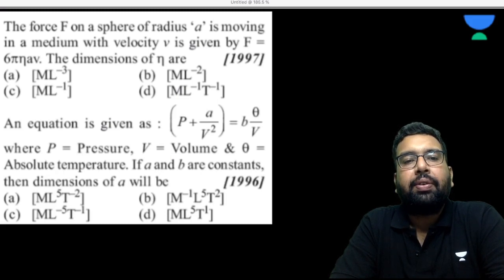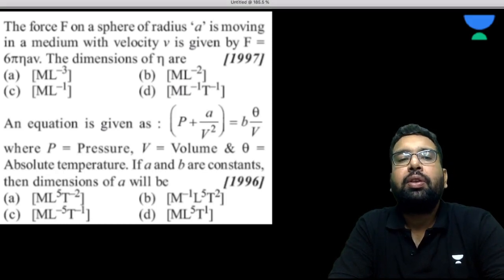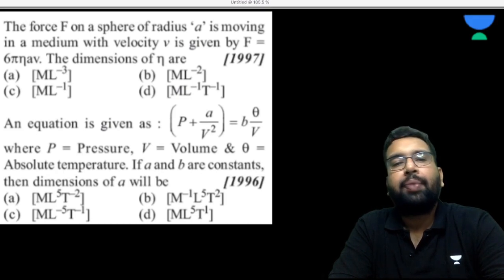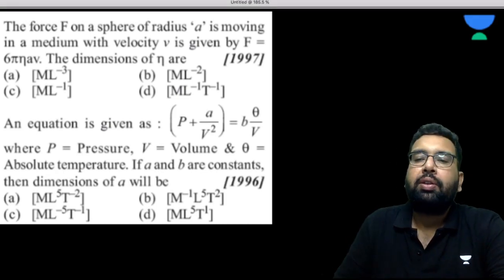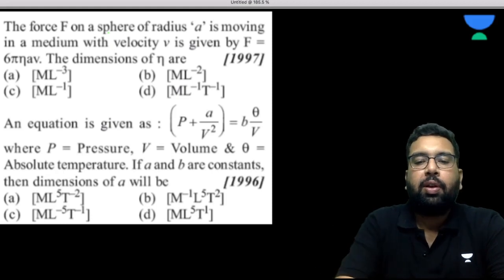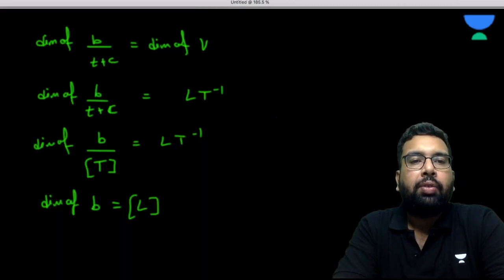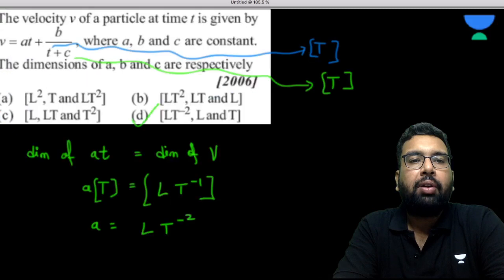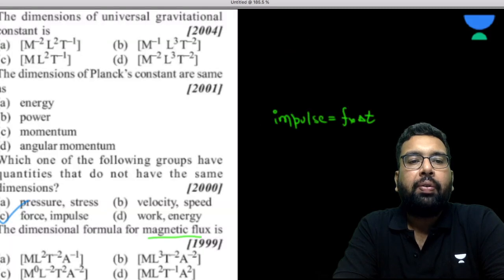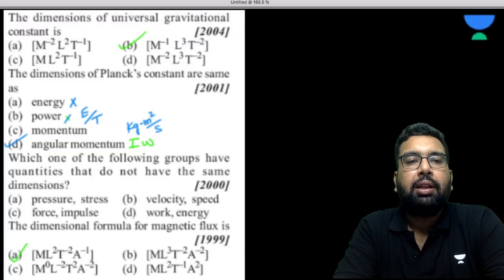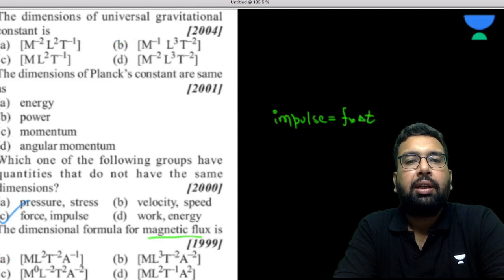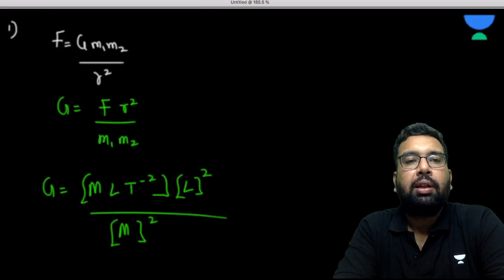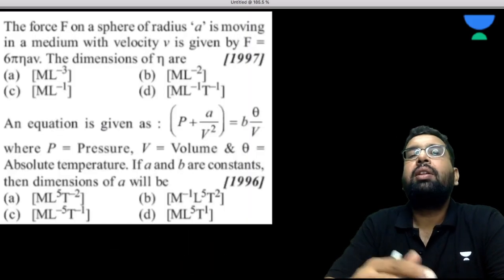Very interesting questions, though. So we can have them read. And I'm hoping again that you are trying these questions before I am solving them. So how can we solve these questions? Let's move to the first question. How many questions have happened till now? 1, 2, 3, 4, 5, 6. So we have done 6 questions till now.